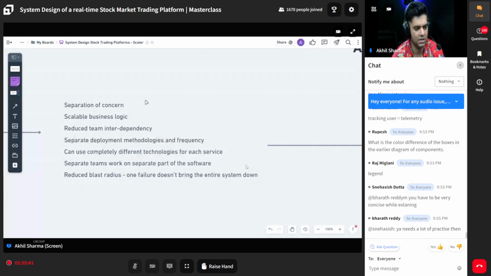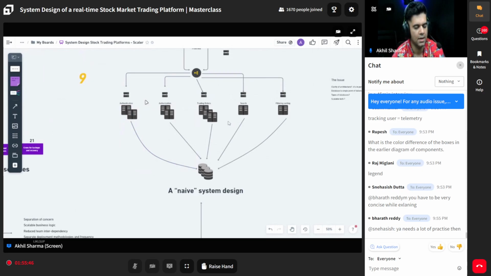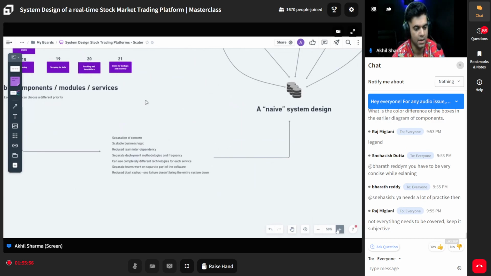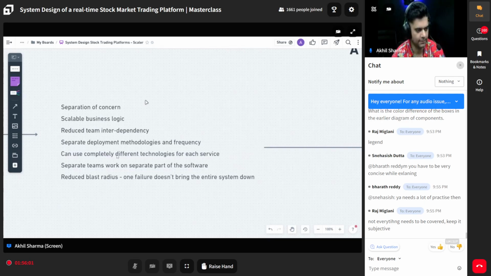So what's happening here is, let's say, you can use Python for authentication. You can use Golang for trading orders. You can use Elasticsearch and Node.js for search. So for each of these services, you can use different technology. By 1 year of experience, the guy knows all of this stuff. By the way, if you already have 1 year of experience and you don't know all this stuff, then you need to change your job. You need to work in a company which teaches you all this, where you get exposure to all this, okay?